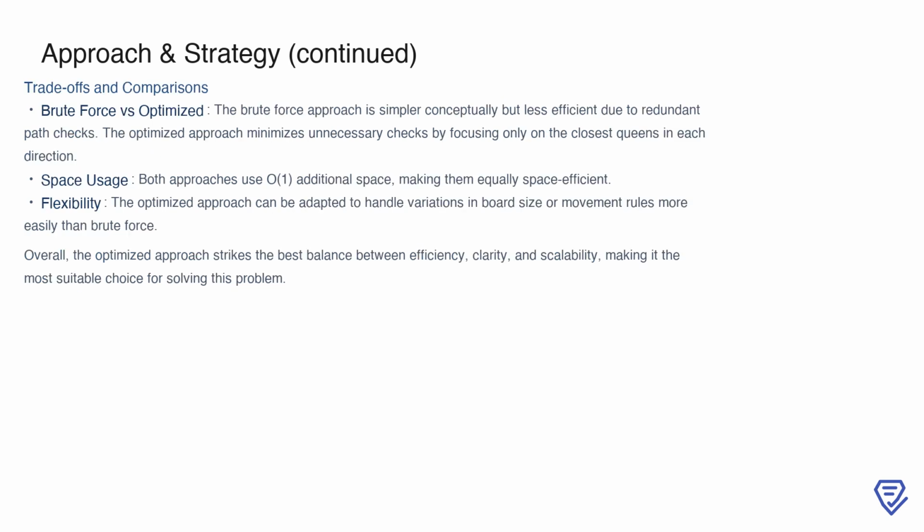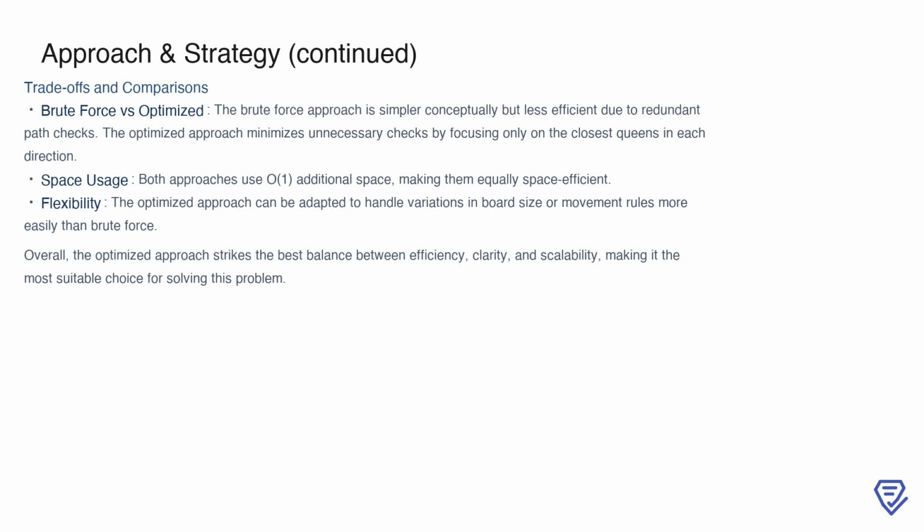When comparing the brute force and optimized approaches, we see clear advantages in using the optimized strategy. While the brute force method is simpler in concept, it performs redundant path checks, making it less efficient. The optimized approach, on the other hand, eliminates these unnecessary checks by focusing exclusively on the closest queens in each direction, significantly improving performance. In terms of space usage, both approaches are equally efficient, requiring only O(1) additional space.